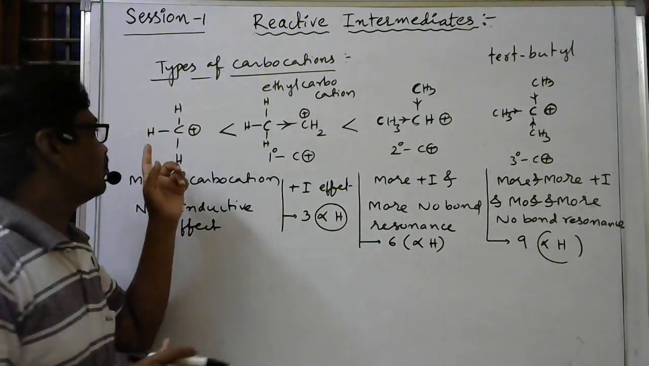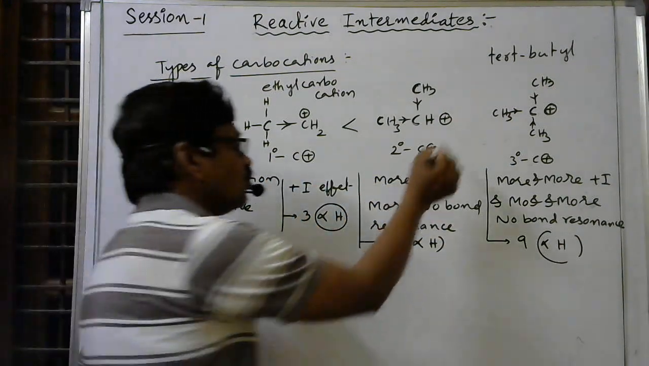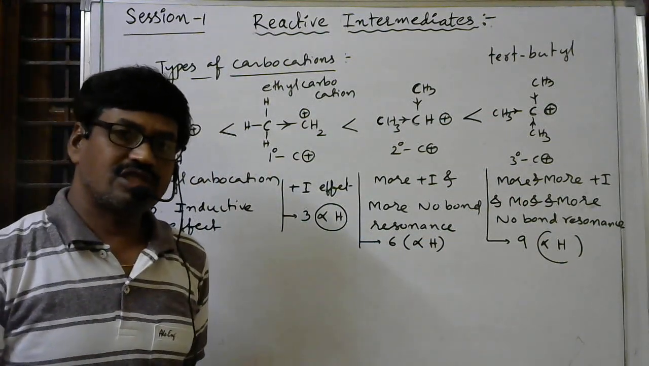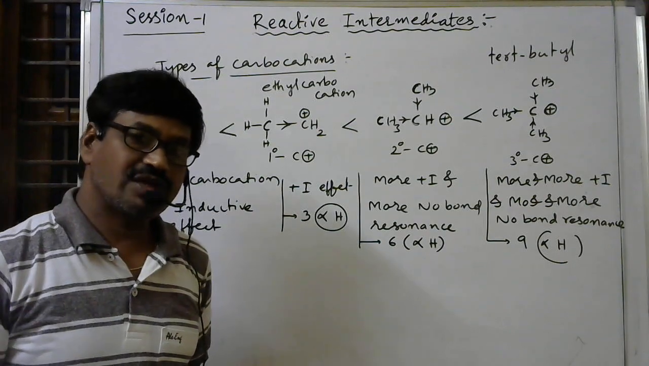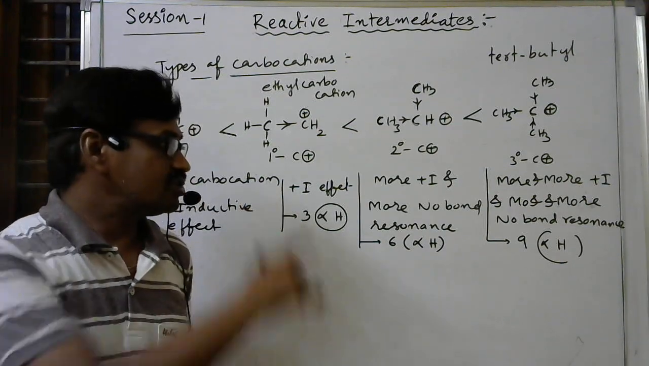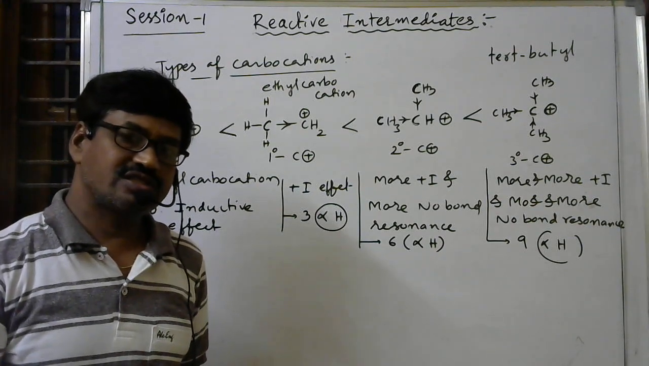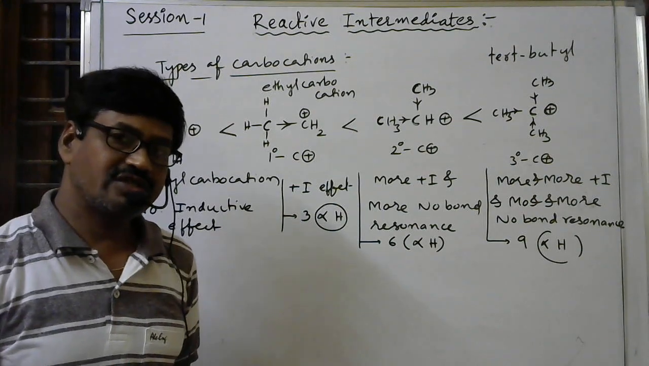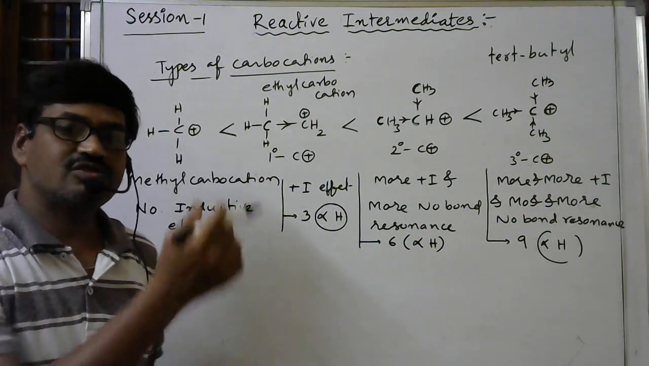So among methyl, primary, secondary and tertiary, the tertiary carbocation is the most stable. Why? Because of more and more plus I effect, along with hyperconjugation, otherwise no bond resonance. So this is the order of stability. From an examination point of view, they ask questions like these, not exactly this question, but like these.